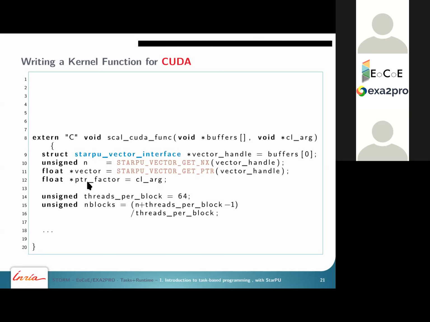So this is CUDA, so you have to compute how many threads per block you want. For instance, 64 threads per block. Then you look at the number of elements to process, and you can distribute them to the different blocks. So you have a different number of blocks depending on the threads per block and the number of elements. And then you can actually call the CUDA implementation on the GPU, passing it the number of blocks and the number of threads per block.